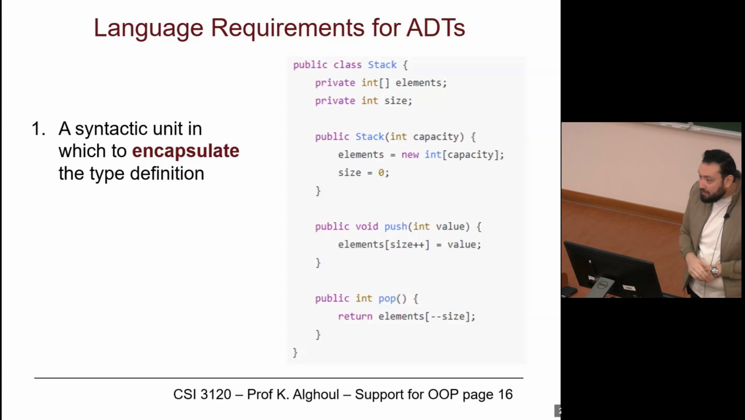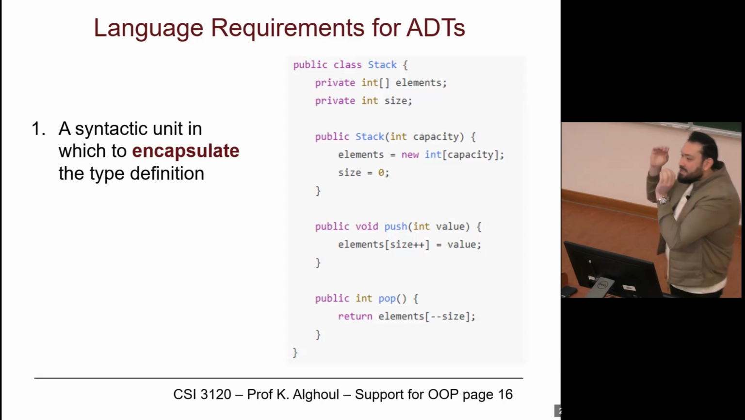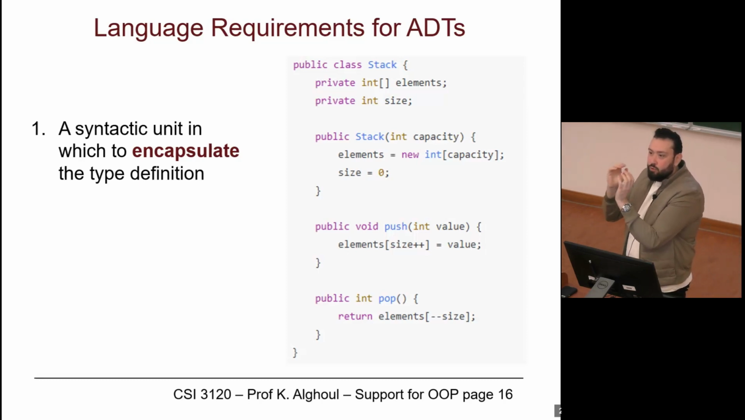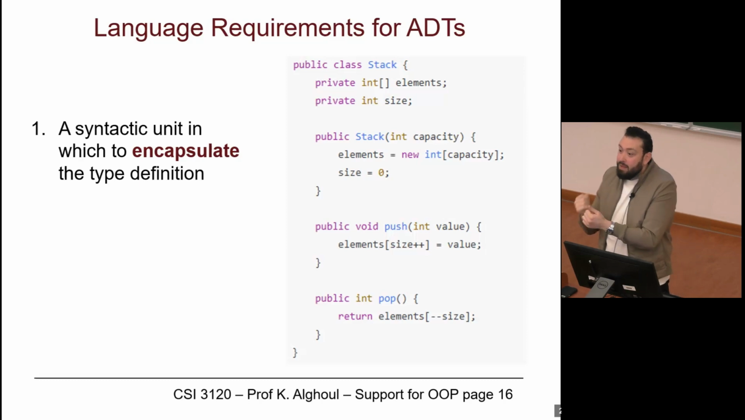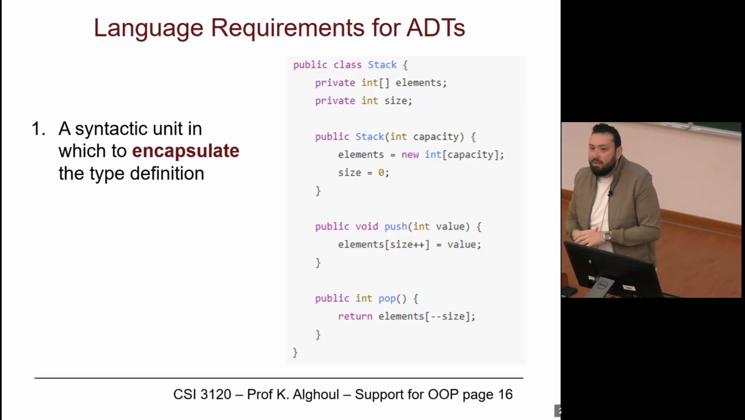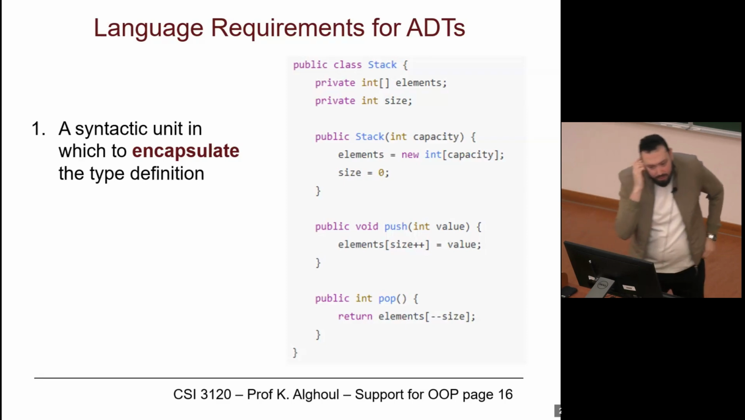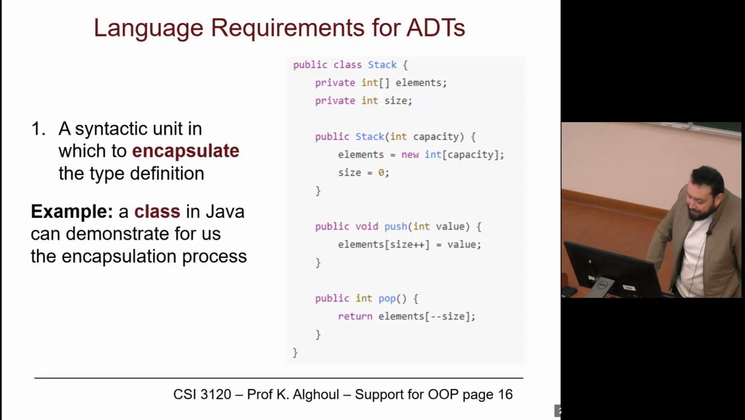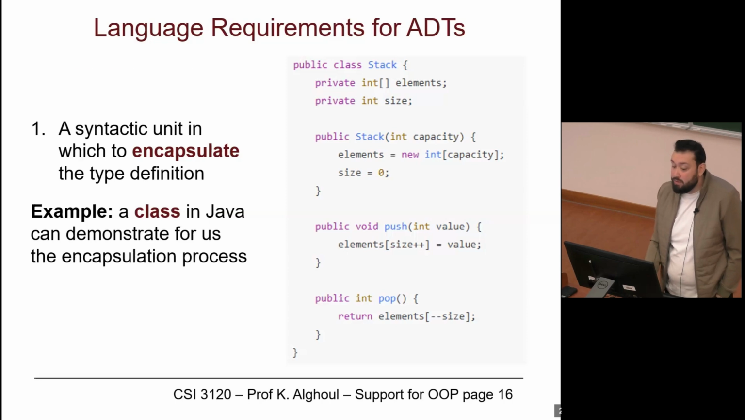Why? Because in a function, you don't have to follow a specific structure like in a class, correct? In a function, you can define a function, but it's up to you if you want to return. It's up to you if you want to clean the memory after that. It's all about you. But in a class, it's a structured encapsulation way of doing things. You have to follow a specific structure. In a function, it's not very clear if you can make something public or private. But here, no. One of the main things of abstract data type is that I can hide information. So that's the difference. In this case, a class in Java can demonstrate for us the encapsulation process.